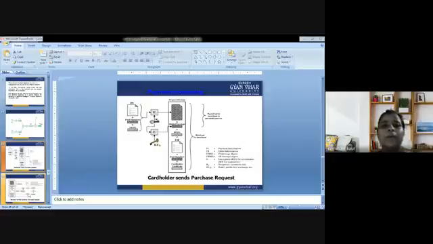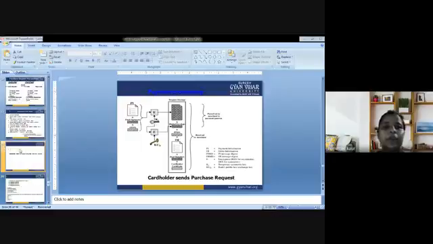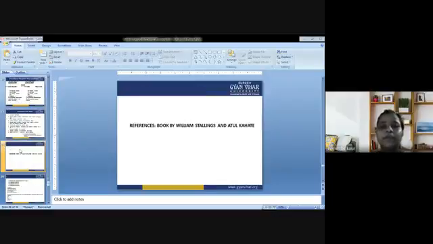So this was all about today's lecture. If you have any query regarding the same, you can ask me any question. Here is the reference book given for your reference, a book by William Stallings and Atul Kahate. It is available in the college library. Get it issued from the library and have a look at it.